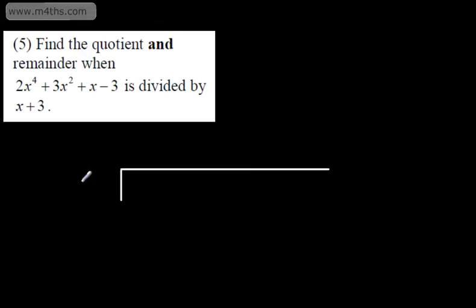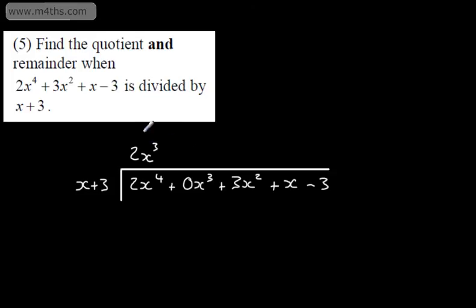So if I go ahead, what I'm going to have now is x plus 3 dividing into 2x to the fourth plus 0x cubed plus 3x squared plus x minus 3. As before in my previous video, I simply say to myself, how many times is x going to 2x to the fourth? Or, more intuitively, what is 2x to the fourth divided by x? The answer is 2x cubed. I write that just here, and that starts to form my quotient.